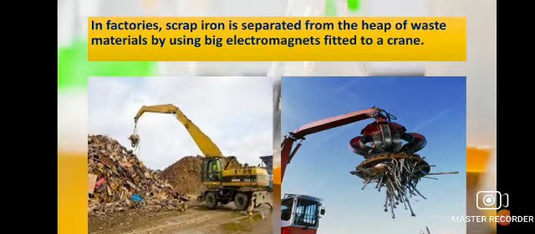So when a crane is fitted with a powerful magnet, it is lowered onto the heap of the waste material like this. When it is lowered onto the heap, what happens? The scrap iron objects present in the heap generally get attracted to the electromagnet, or cling to it. Then the crane is moved up and away to drop the scrap iron objects at a separate place. In this way the scrap iron is separated from the heap of the waste material. I hope all of you have understood this process of magnetic separation.